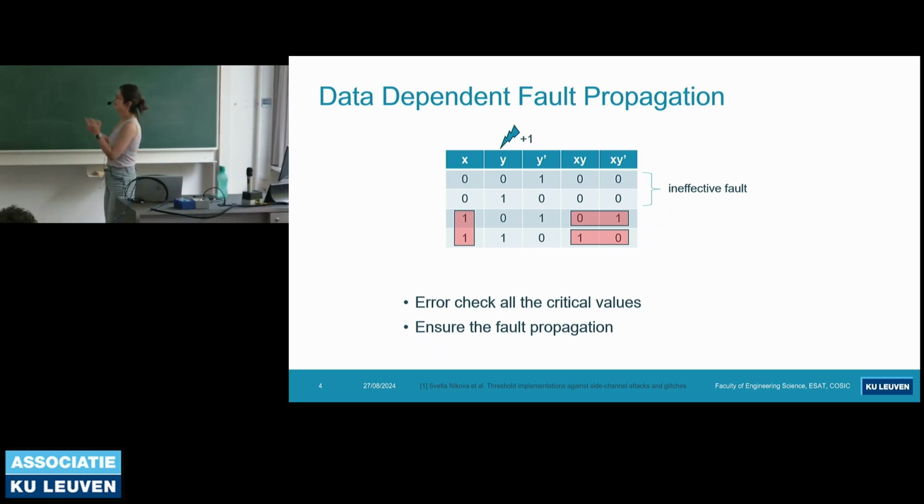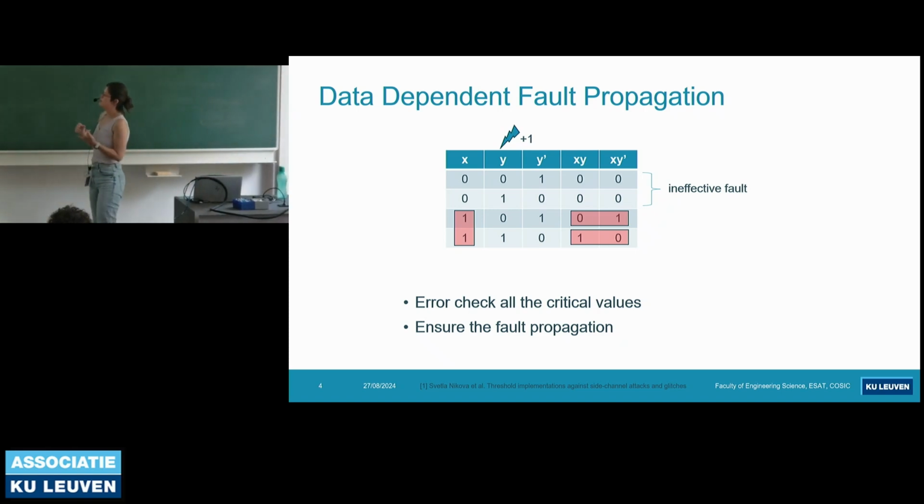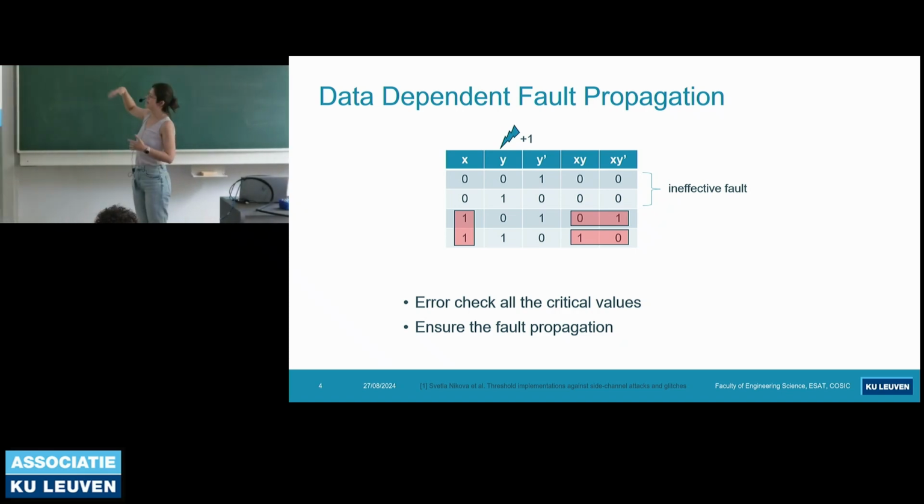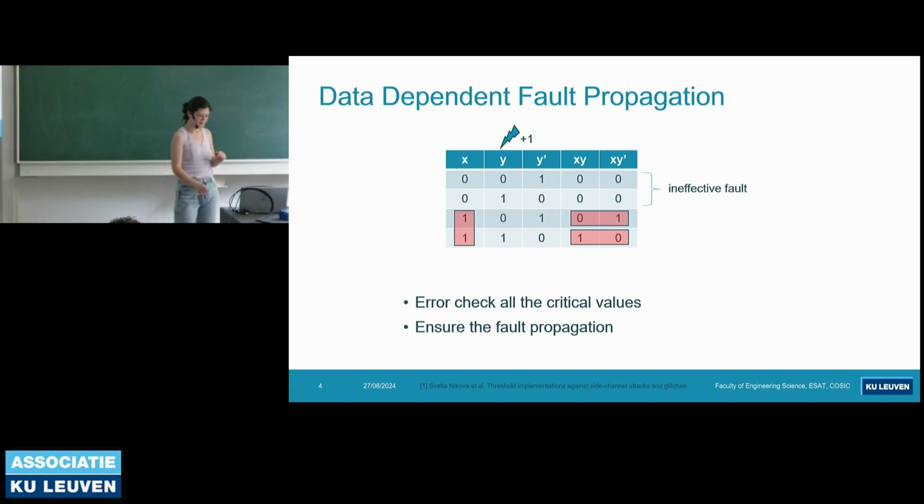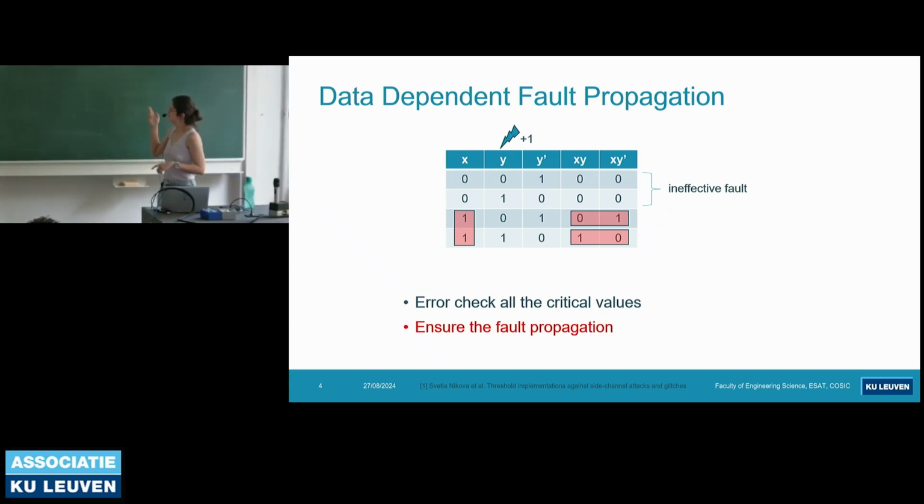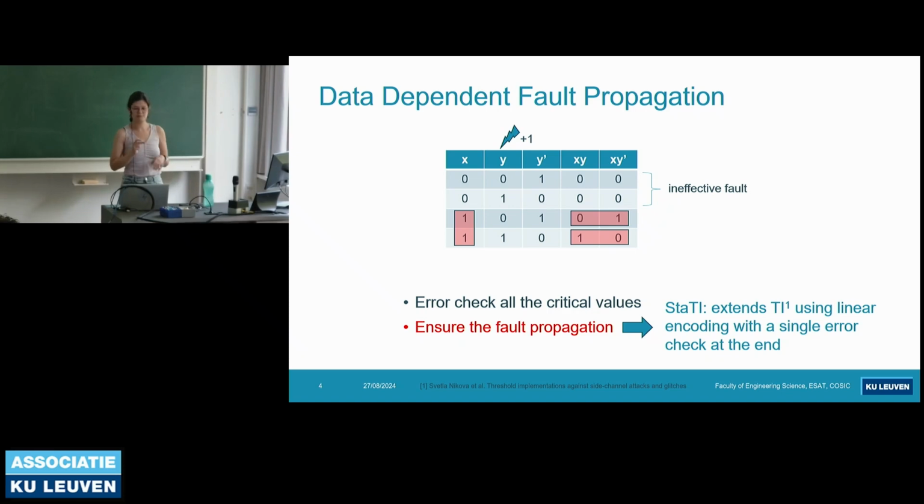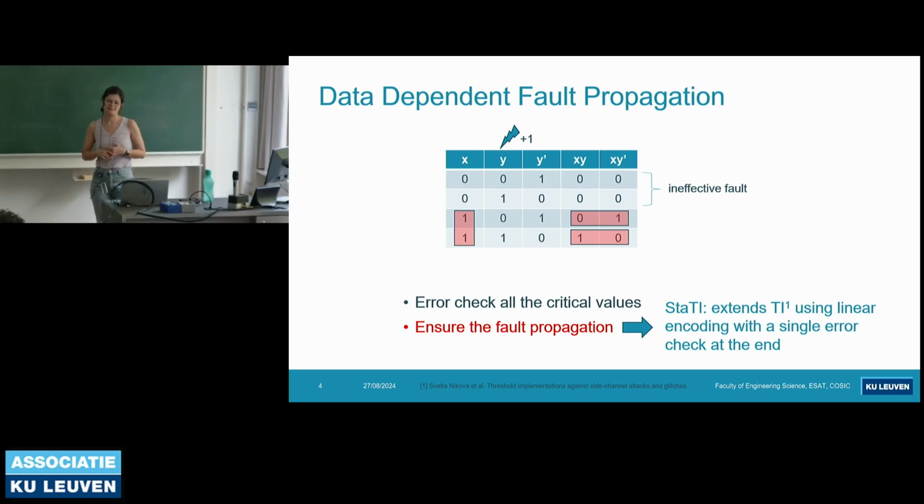So how we can see it here is there is a fault injected to Y, and now for all 4 cases, we're going to make sure that this fault is propagated to the output. And in this work, we go with the second option, and we propose StaTI, which extends threshold implementations using linear encoding with a single error check at the end.